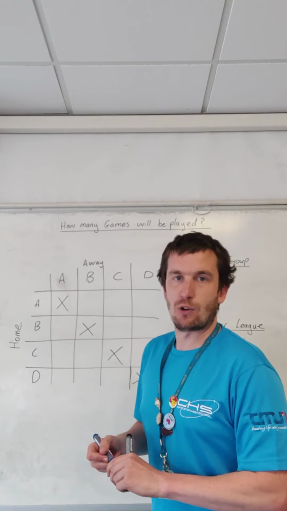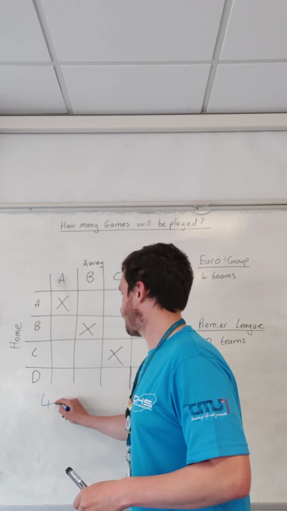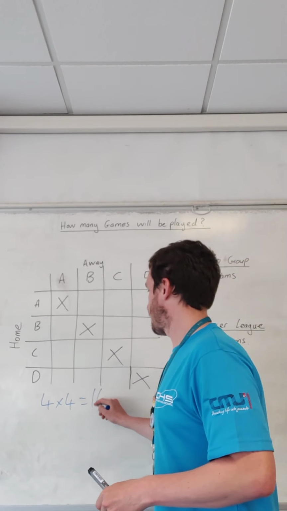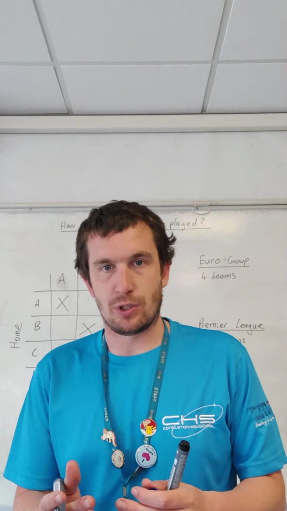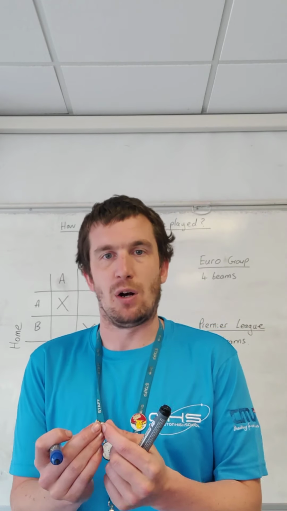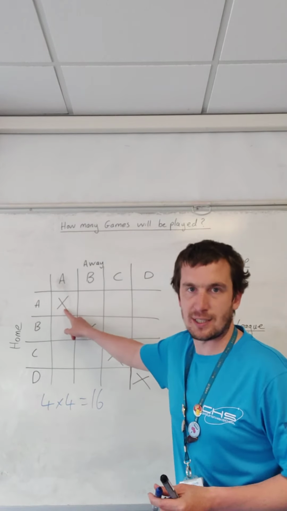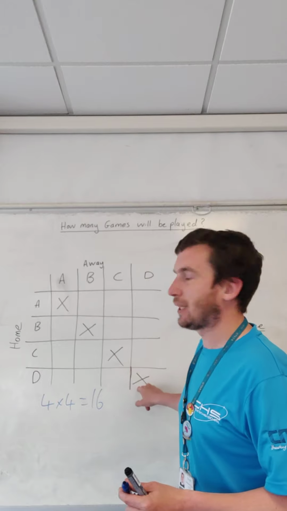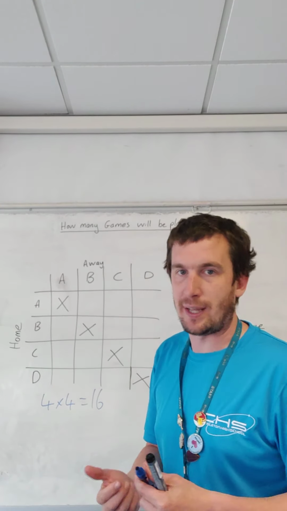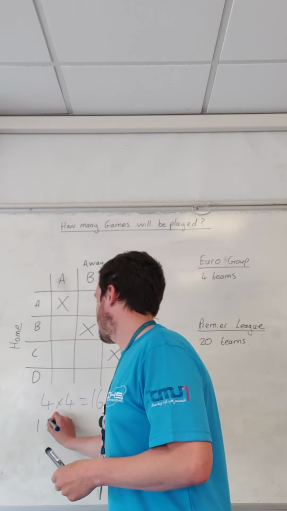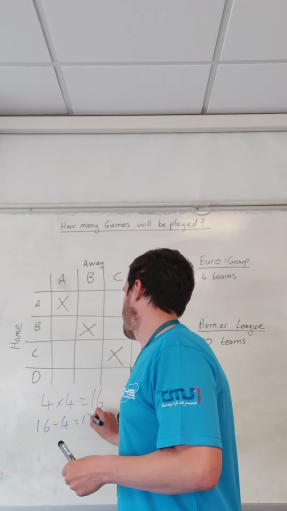So we can actually work that out. 4 times 4 is 16. But they cannot play themselves, hence the crosses down the middle. So we always have to take away that number at the end. So 16, take away 4, is 12.